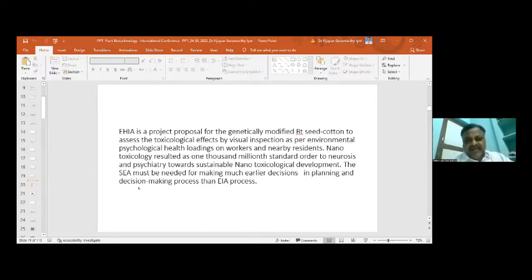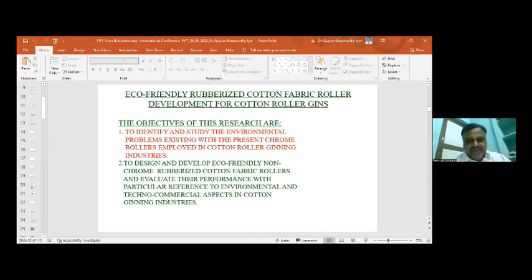So environmental impact assessment is a must in plans, projects, policies, even legislative actions. It is a systematic identification and evaluation of the potential environmental and health effects of proposed projects, plans, programs and legislative actions with respect to the physical, chemical, biochemical, social, economic and cultural environment of the total human environment. So the investigation is to identify and study the environmental problems existing with the present chrome rollers employed in cotton roller ginning industries, and to design new rubberized eco-friendly roller gins.